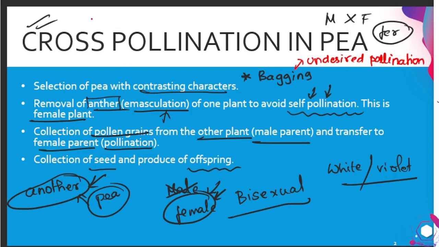So they will cover the plant, the flower. After removing the anther, they will cover the female part of the flower, that is the complete flower, with a paper bag. Since it is only a paper bag, air can go inside and come out. This is done to avoid undesired pollination due to any other agents. Clear? This is another technique you have to remember. One is emasculation, another one is bagging. Clear? Right. Now I am moving to the next one.